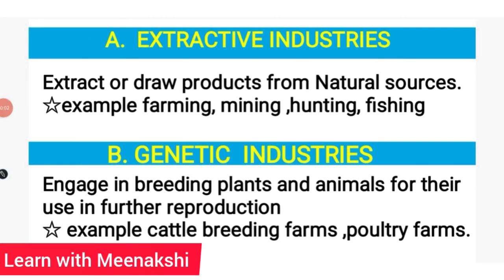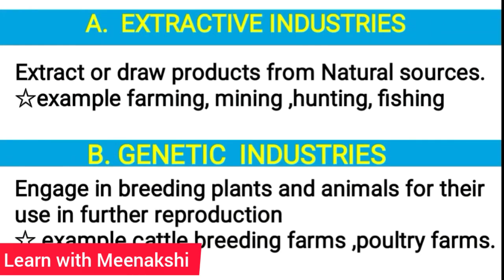Students, have you seen in your locality the cattle breeding farms and poultry farms? If yes, what do they do? Yes, they breed plants and animals for their further use in reproduction, and they sell them for final consumption, right? The products of these primary industries are usually transformed into many other useful goods by the secondary industries. So primary industry deals with extraction and production of natural resources. Here we have two classifications: extractive industries and genetic industries. Let's move on with the next industry.